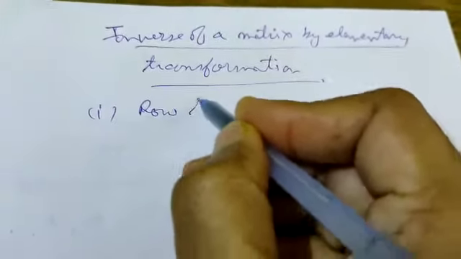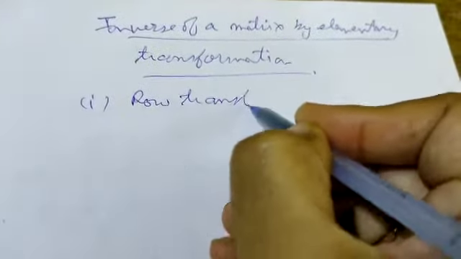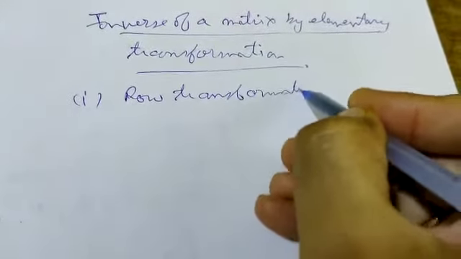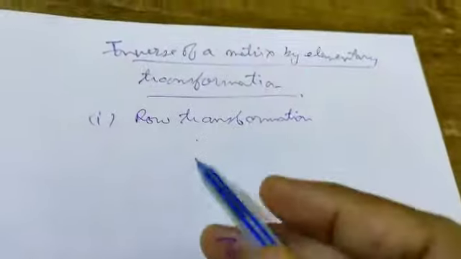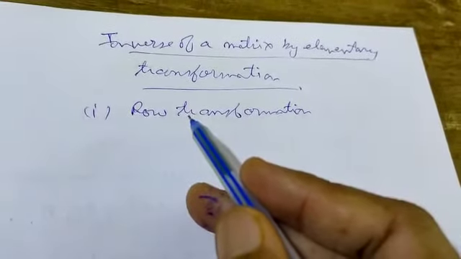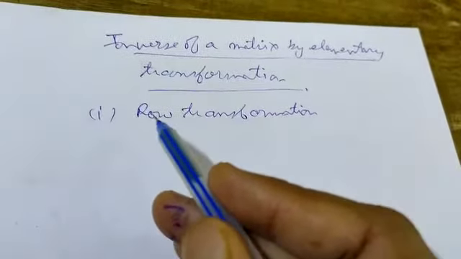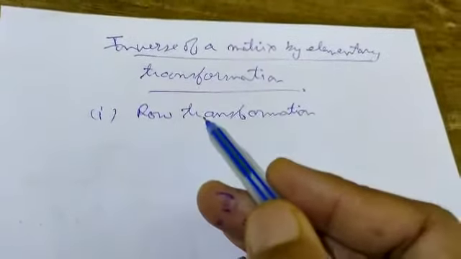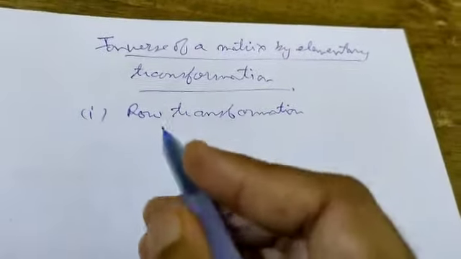On the board it will be very clearly given whether we have to find the inverse with row transformation or by column transformation. In case no method is given, you can use any one of them, either row transformation or column transformation.